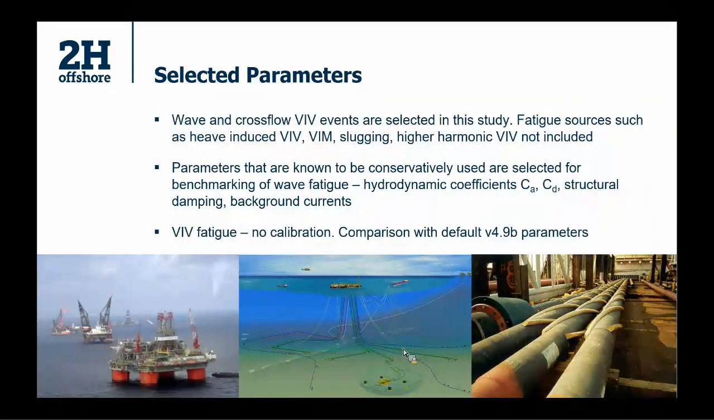First of all, like I said, we have only included wave and VIV events. We have not included any of the other items like heave-induced VIV, VIM, etc. We are looking at parameters that we know are conservatively used. For example, strake hydrodynamic coefficients, structural damping, and background currents. The background currents are there, but we rarely use them in design to be conservative.